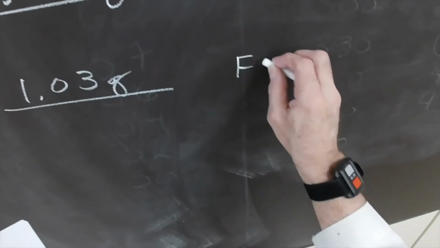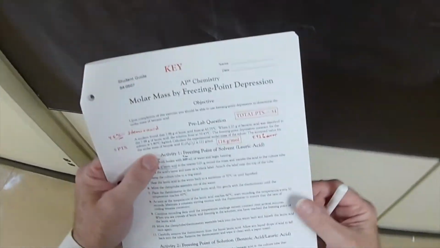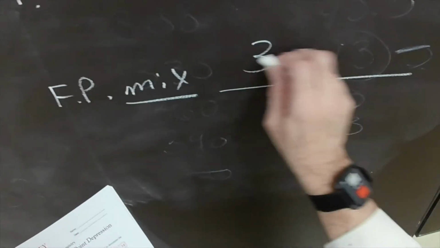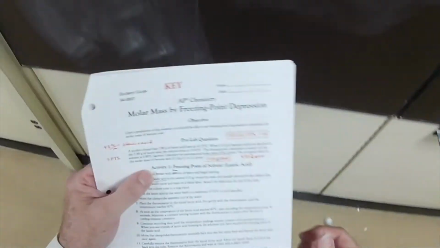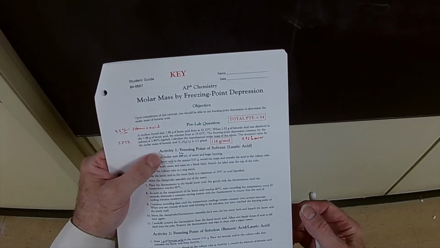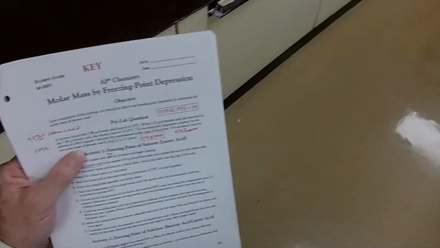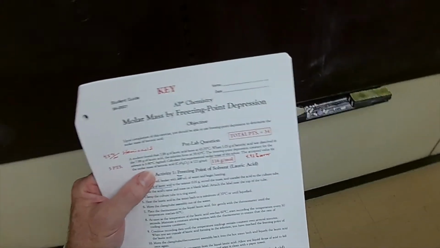Now the freezing point of the mixture, or the solution we might say, is 39.43 degrees C. All right. Now, the freezing point depression constant for lauric acid is 3.9. That's over there, right over here. Same for the pre-lab question as for our exercise. Calculate the experimental molar mass of the solute.